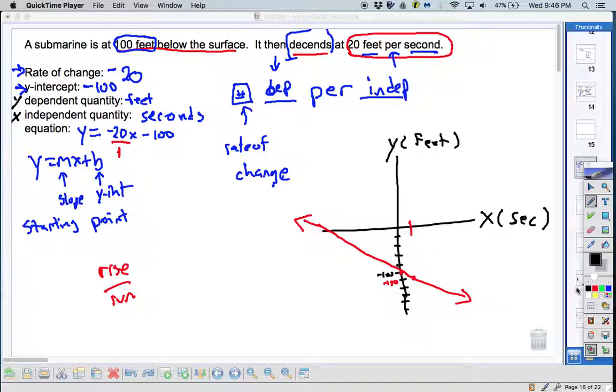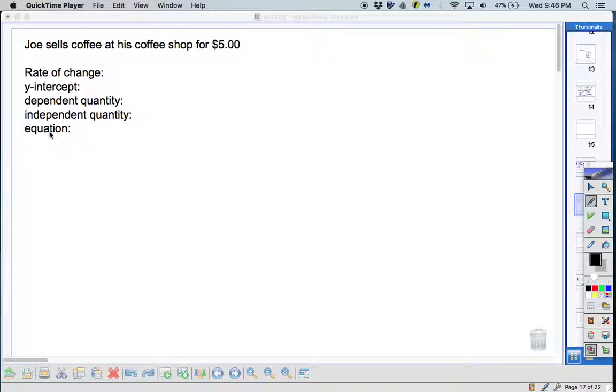So let's look at another example. In this example, it says Joe sells coffee at his coffee shop for $5. We need the rate of change, we need the y-intercept, the dependent, independent, and equation. Well, first thing I'm looking for is the word per. Unfortunately, the word per does not appear anywhere up here. So we got to figure out what we're going to do for the word per.